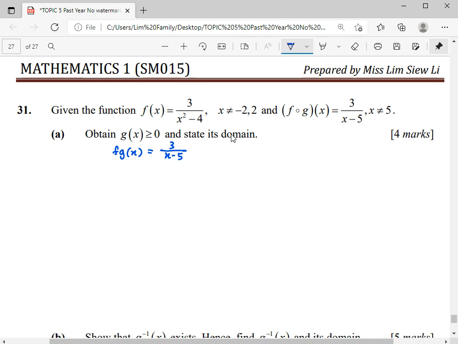Then we are going to substitute our g(x), which is not given, so we take the whole g(x) and substitute it inside our function f(x). Substituting this g(x) into the function f(x), it will become 3 over g(x) squared minus 4.